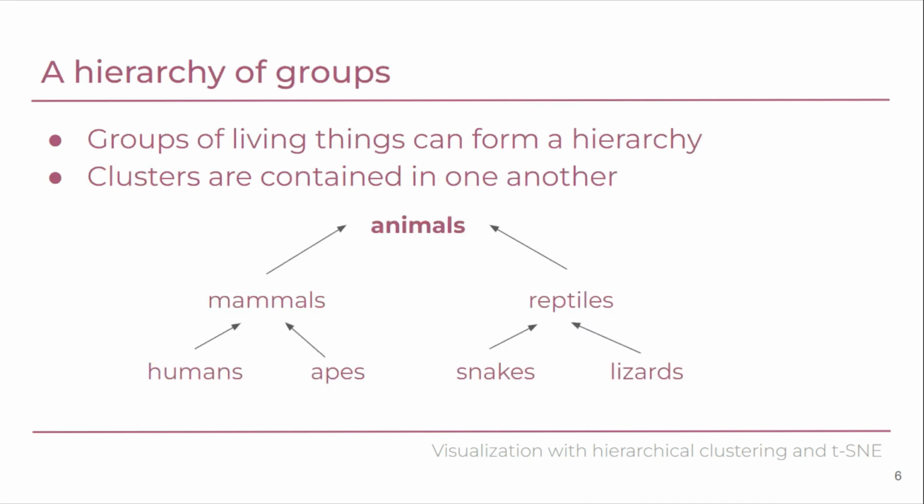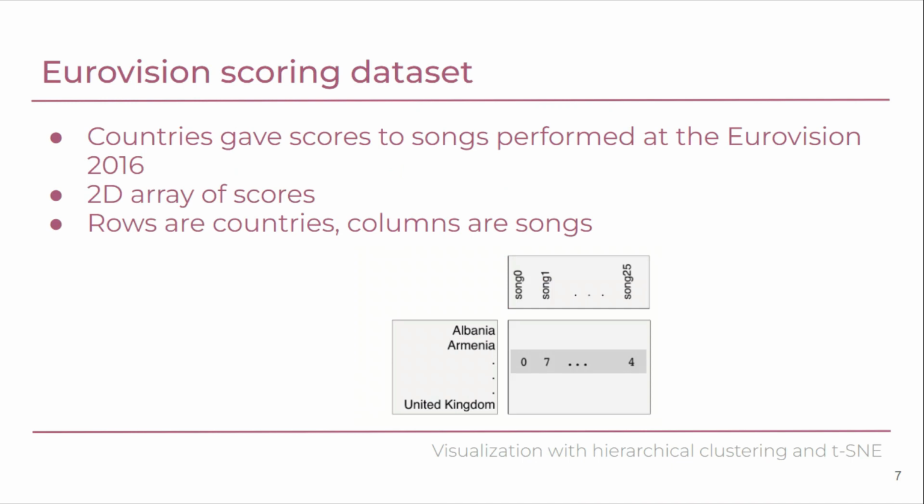You've already seen many hierarchical clusterings in the real world. For example, living things can be organized into small narrow groups, like humans, apes, snakes and lizards, or into larger, broader groups like mammals and reptiles, or even broader groups like animals and plants. These groups are contained in one another, and form a hierarchy. Analogously, hierarchical clustering arranges samples into a hierarchy of clusters. Hierarchical clustering can organize any sort of data into a hierarchy, not just samples of plants and animals.